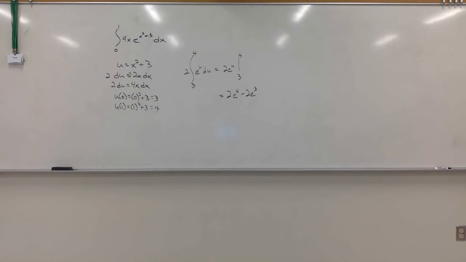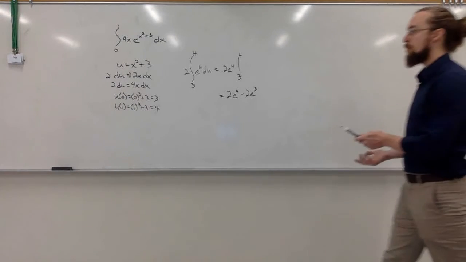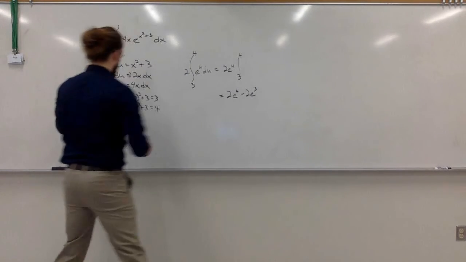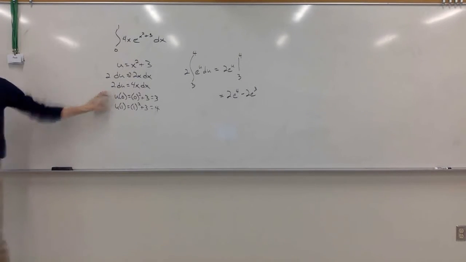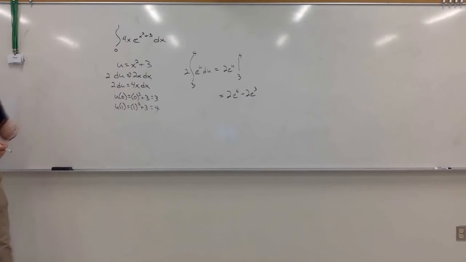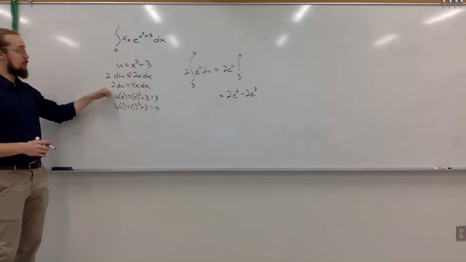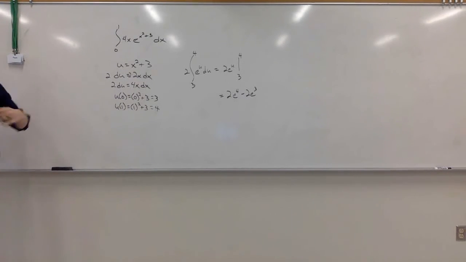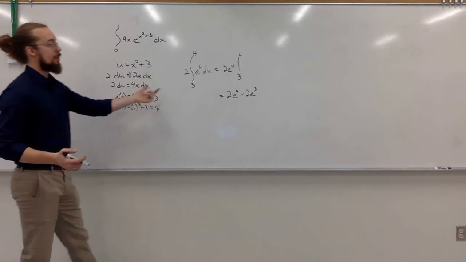2e to the fourth minus 2e to the third. Alright, so the only new thing that we're doing today is saying, well, we got to change our bounds too now when we do a u substitution. So we just plug our old bounds into u to get our new bounds, and then we never have to worry about plugging u back in.